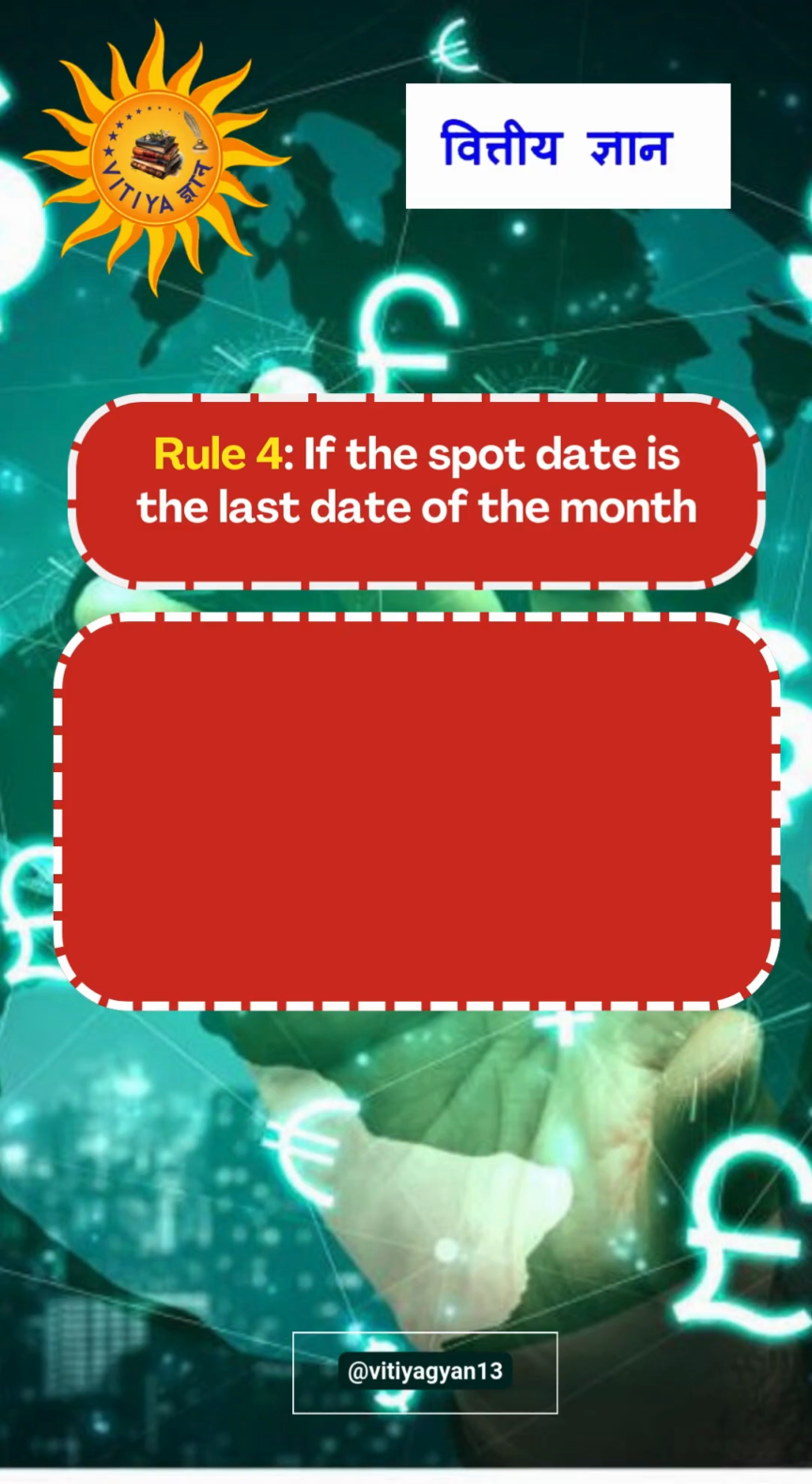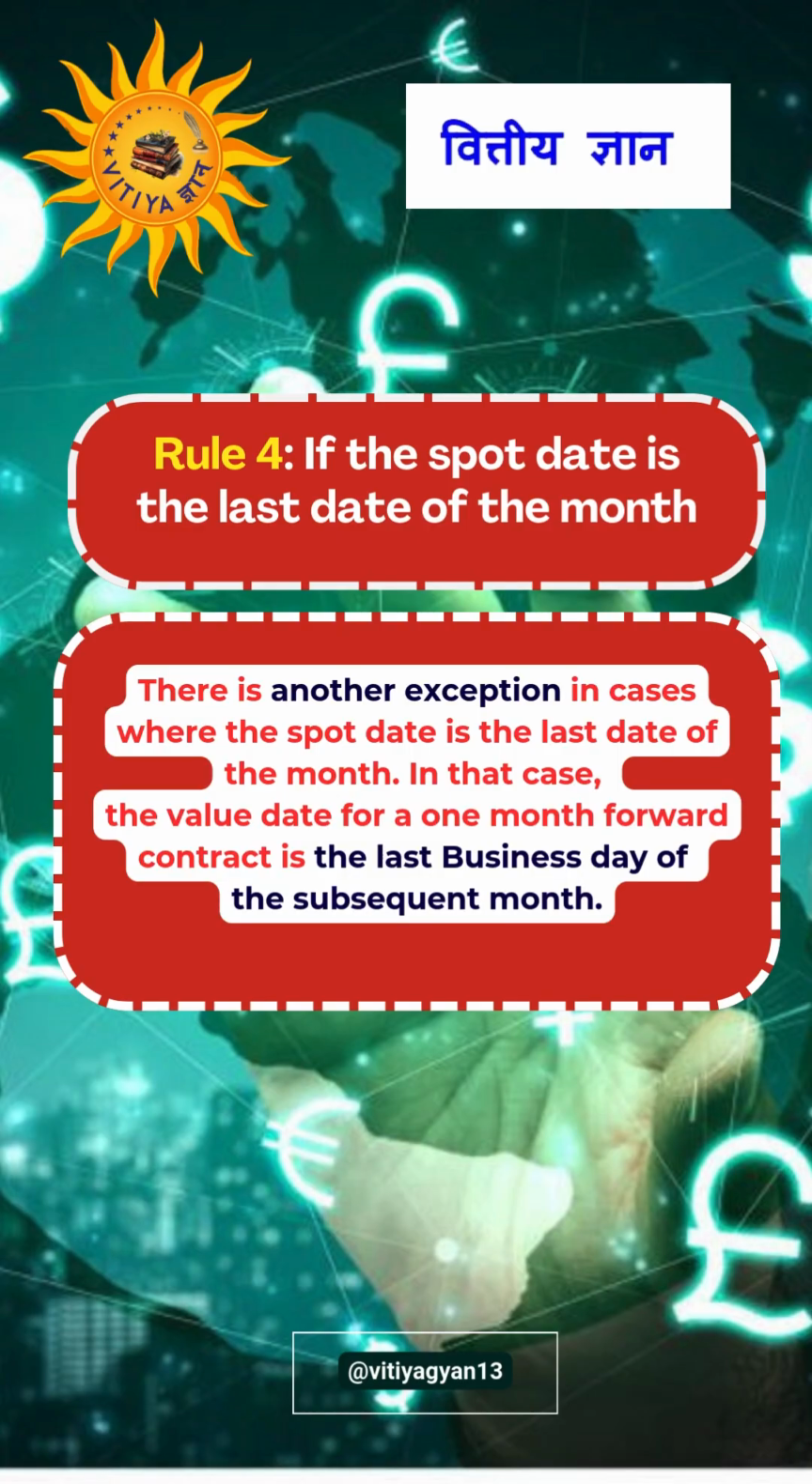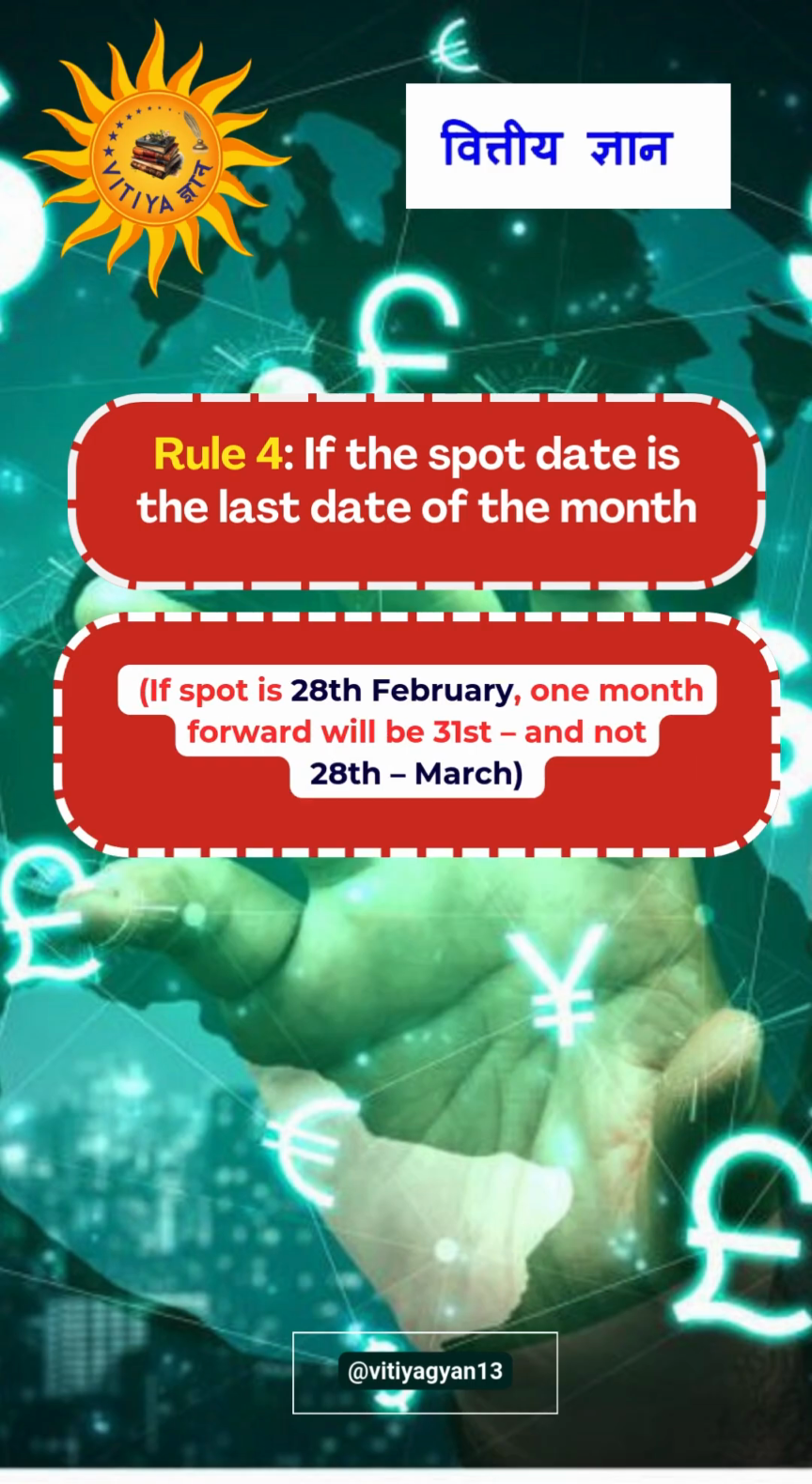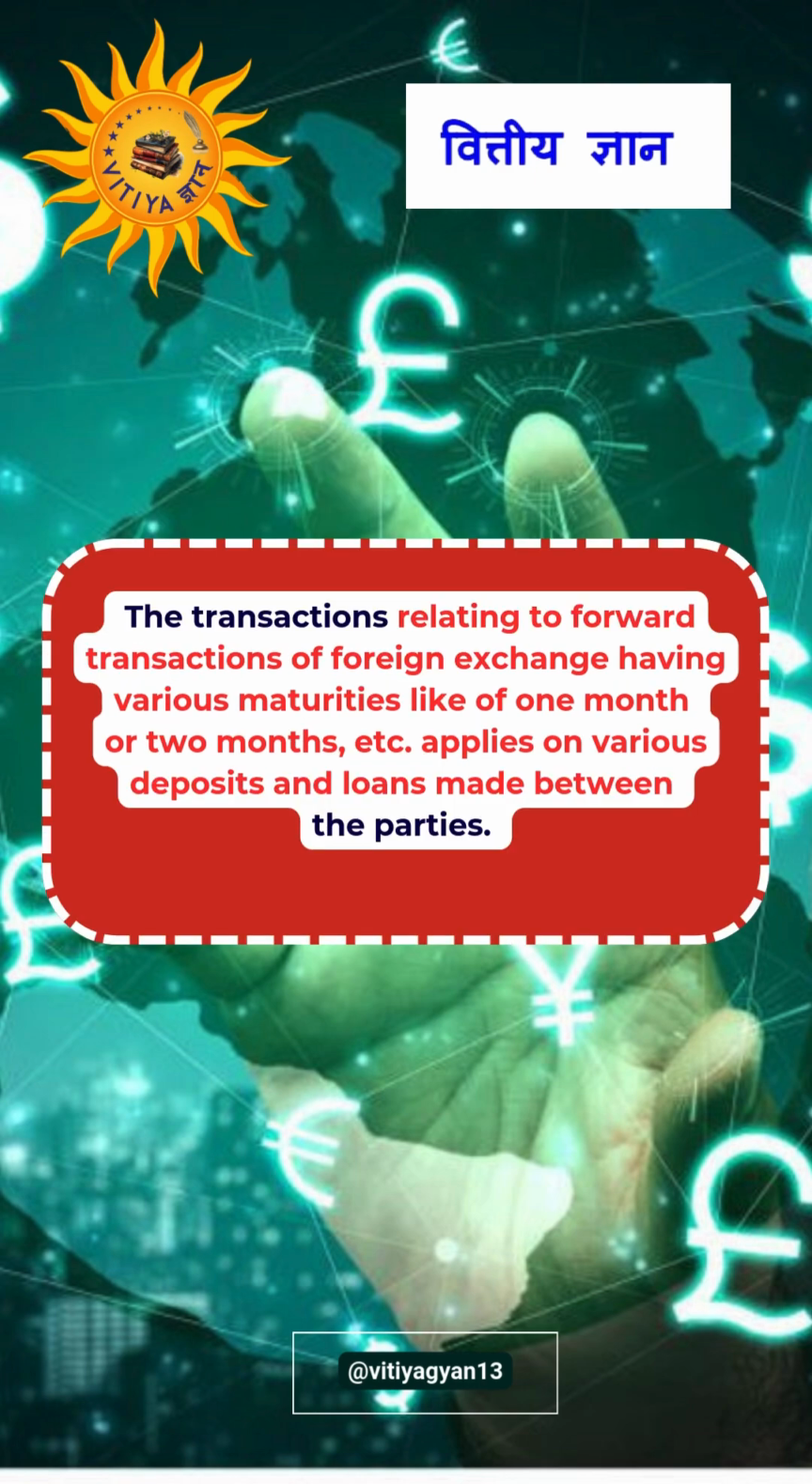The next is Rule 4. If the spot date is the last date of the month. There is another exception in cases where the spot date is the last date of the month. In that case, the value date for a 1 month forward contract is the last business day of the subsequent month. Let's understand with an example. If the spot date is 28th February, 1 month forward will be 31st and not 28th March.